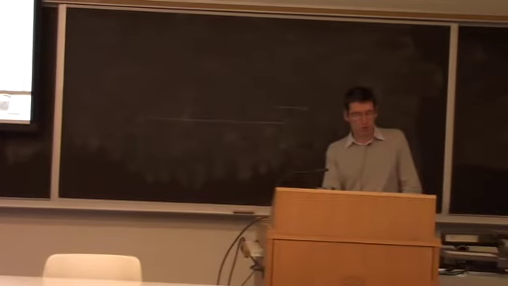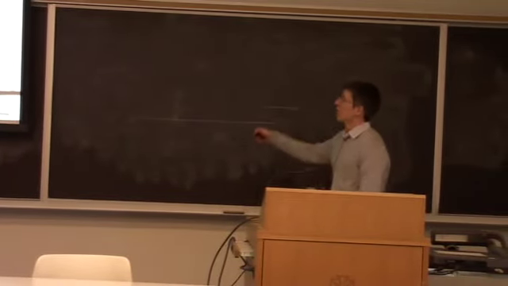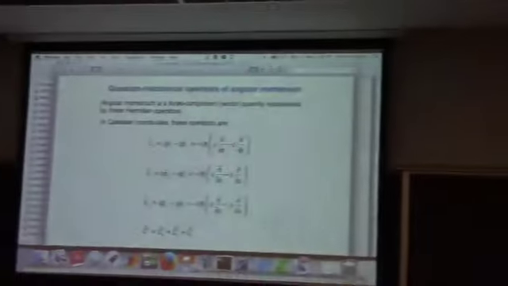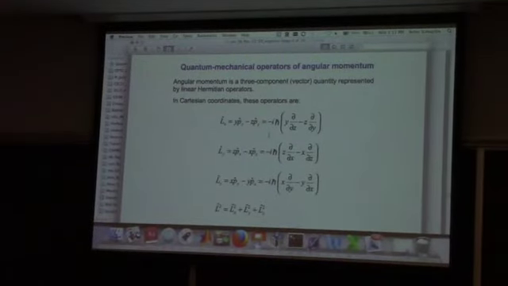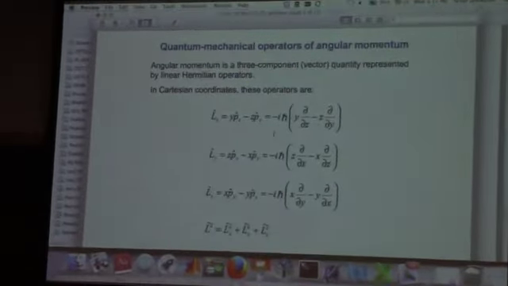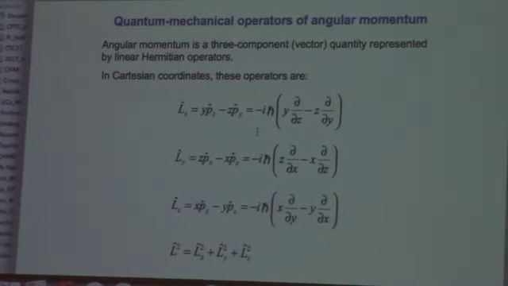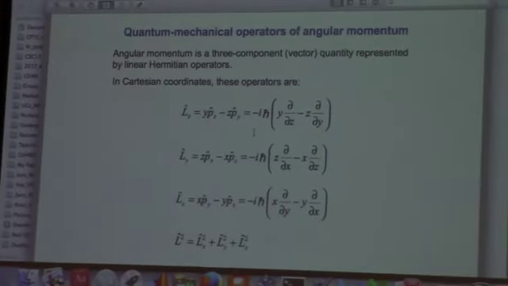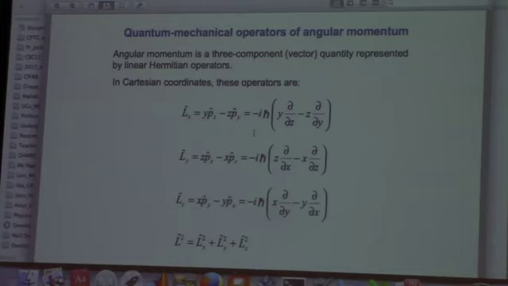And what do we know about commutation relations of these components and L squared? Do you remember anything from the previous lecture? Yeah, L squared commutes with each of the components, but they don't commute with one another. Yeah, that's correct.